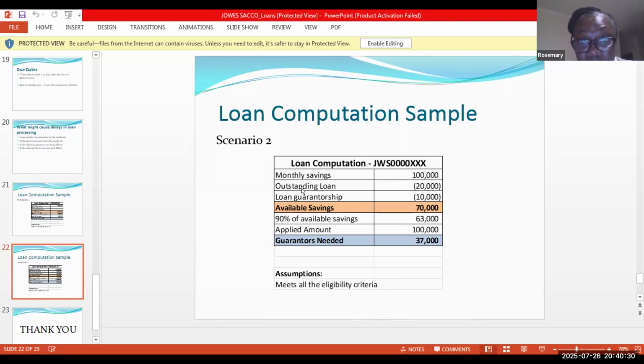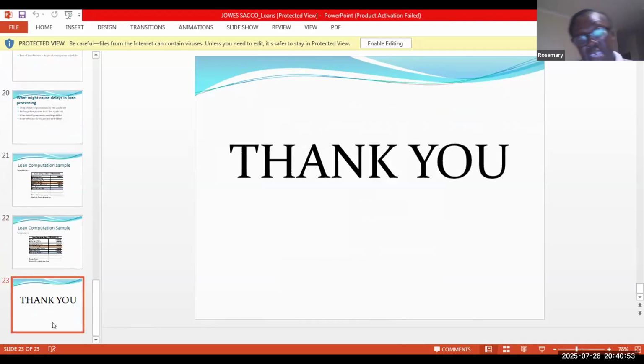However, if this person did not have any outstanding loan, had not guaranteed anybody, and had a clean 100,000, then Lydia and Cynthia at the office would work on this, and then they'll send it to the credit committee, who would then approve the loan, and then they'll write you the letter that they have approved your loan. Thank you very much. We can now take any questions.